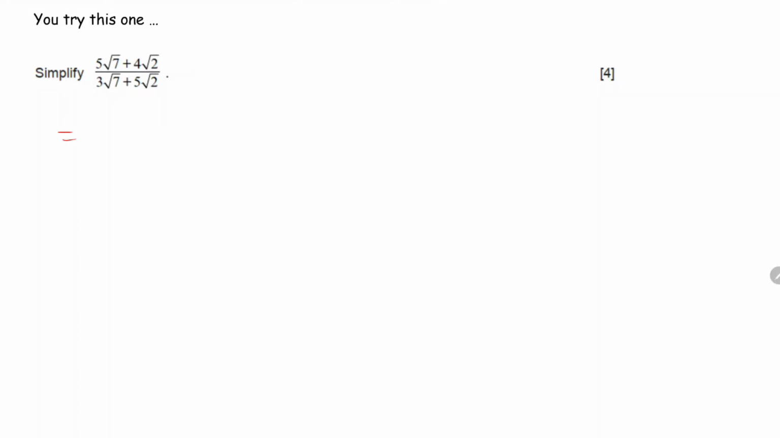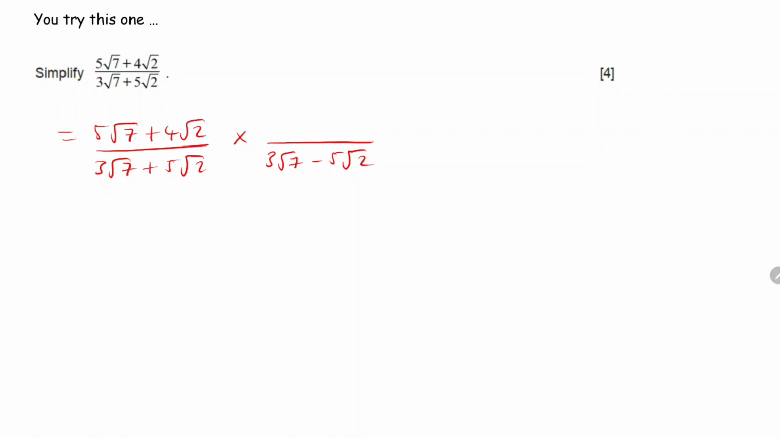Okay, so hopefully you've had a chance to try this question. I'm going to go through it now. So we have 5 root 7 plus 4 root 2 over 3 root 7 plus 5 root 2, and we're going to multiply this by 3 root 7 minus 5 root 2 over 3 root 7 minus 5 root 2.